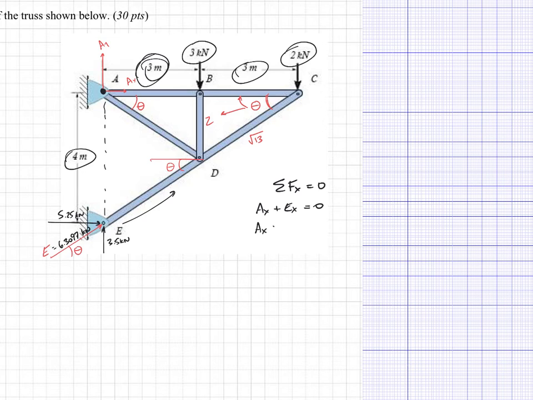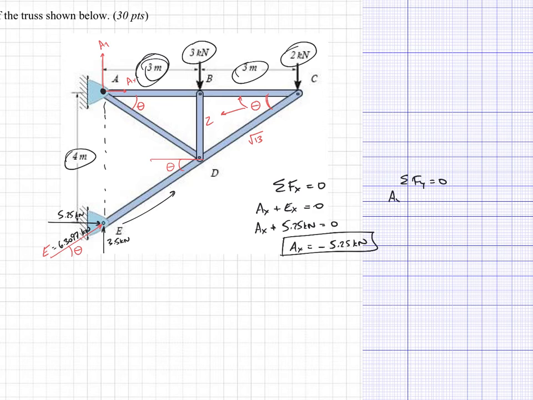So AX plus EX, 5.25 kilonewtons, equals 0. So AX equals negative 5.25 kilonewtons. Okay, and then we'll do the sum of the forces in the Y equals 0.